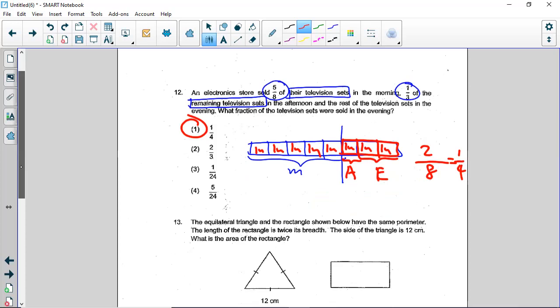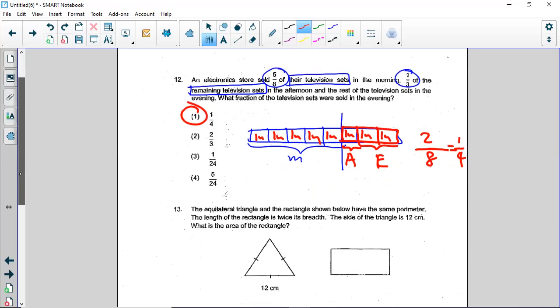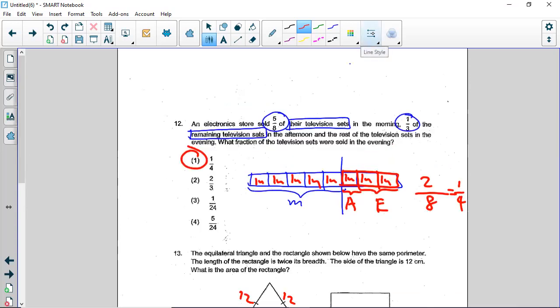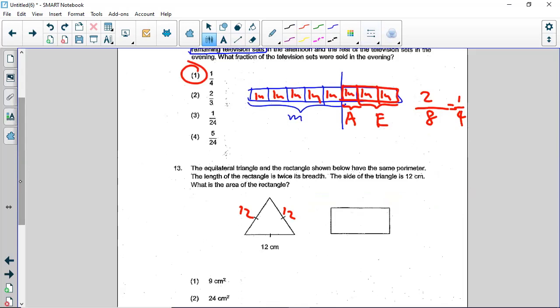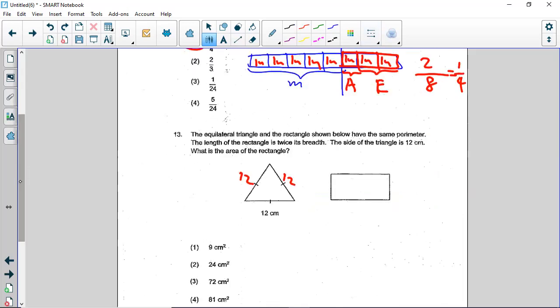Okay, question 13. An equilateral triangle and a rectangle have the same perimeter. So what is equilateral? It means all the sides are the same. So can we find the perimeter of the equilateral triangle? How do you find the perimeter? You take 12 times 3. Okay, the perimeter of the triangle is 12 times 3, 36.